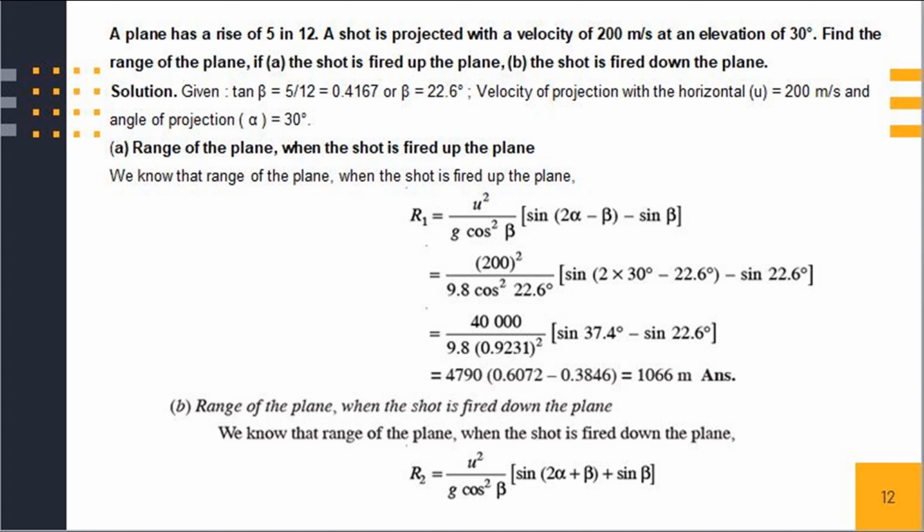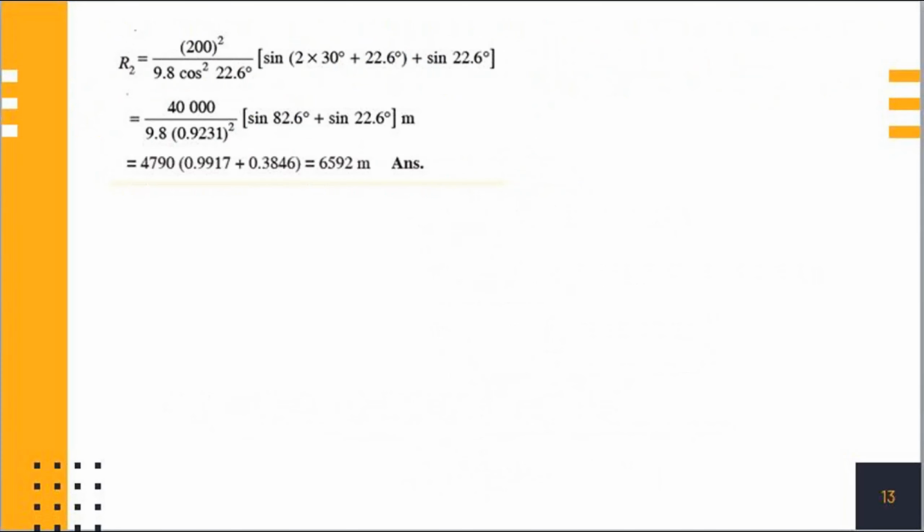We also know that the range on the plane when the shot is fired down the plane, R2, equals u square divided by g into cos square beta into [sine of (twice alpha plus beta) plus sine of beta]. Since when the projectile is projected on a downward inclined plane, the range may be found by substituting minus beta instead of plus beta in the equation. Therefore, by putting the above given values in this equation, we will get R2 equal to 6592 meters.